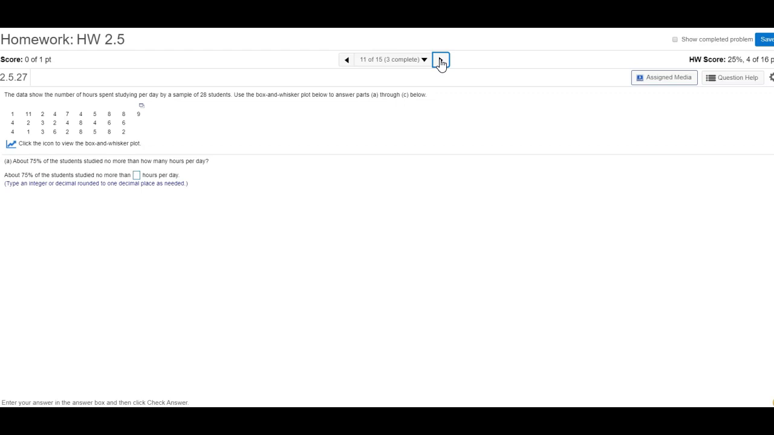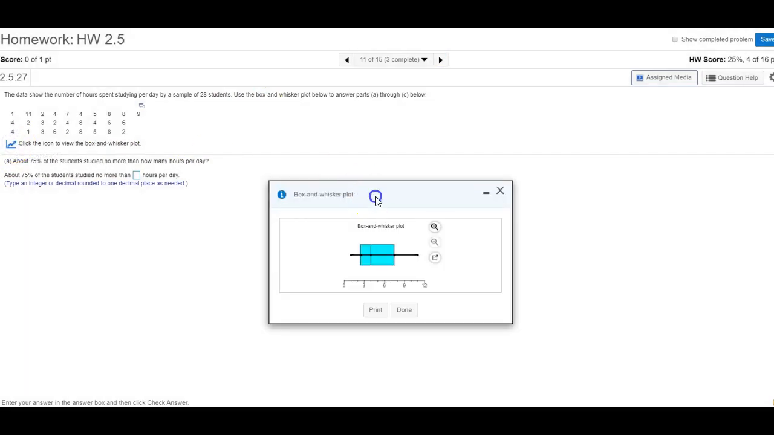Yes, I would like to do problem number 11. So in this problem, it says the data shows the number of hours spent studying per day by a sample of 28 students. And it says to use the Box-and-Whisker plot to answer the following questions, okay? And I'm going to go ahead and click on it.